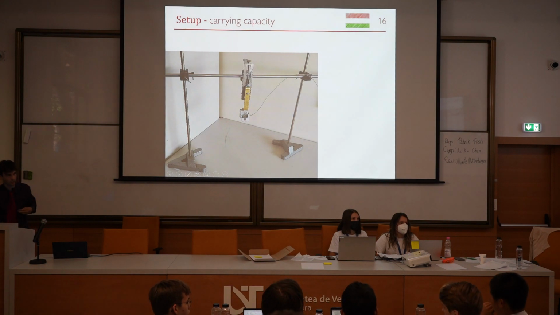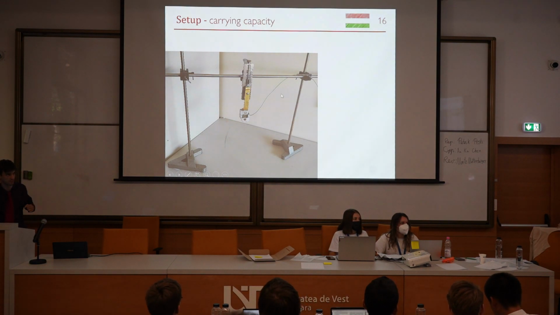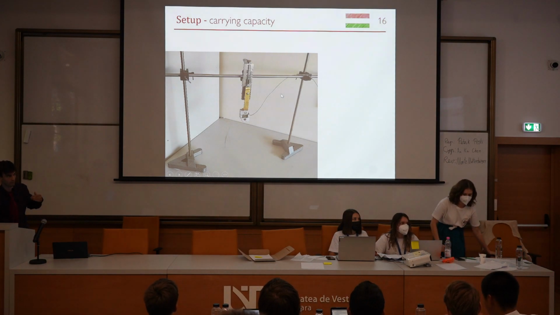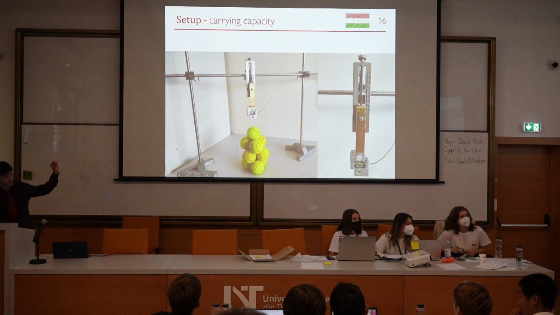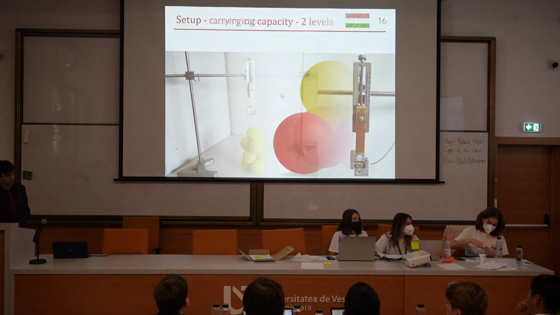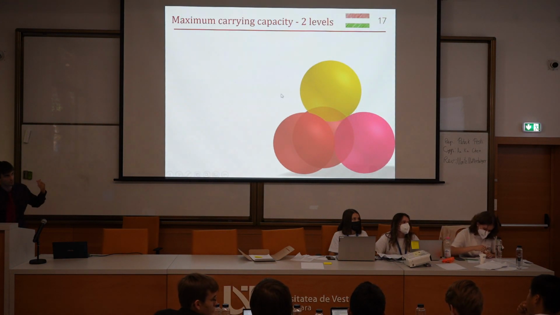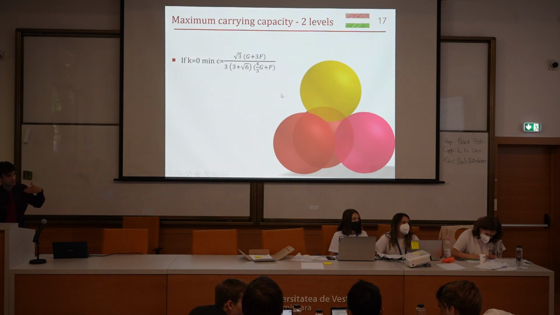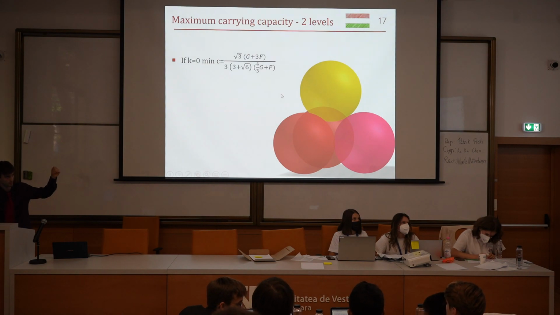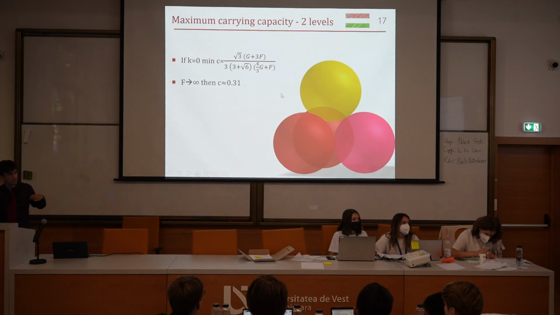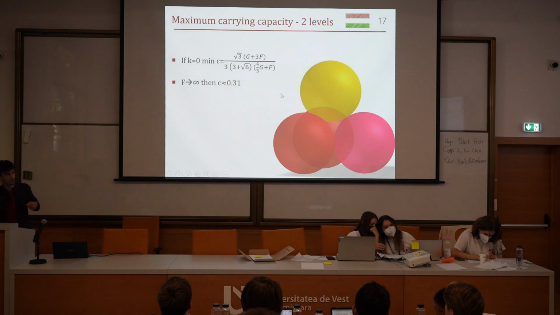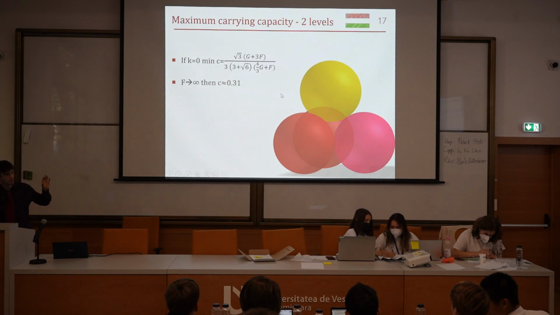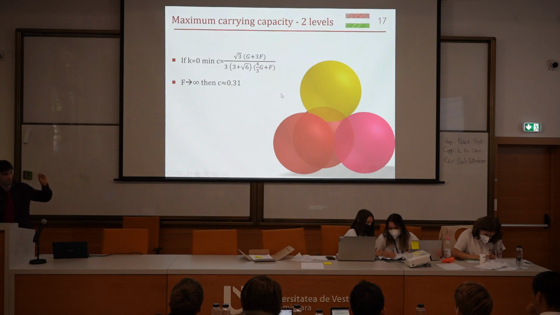Now, let's look at our setup for other stability measurements. First, we looked at the carrying capacity of such towers. We used our previously mentioned device and pushed the tower from the top. What we see here is the maximum carrying capacity for the two-level towers. This can be done, we calculated analytically. We get this equation, and what we see is as the force from the top approaches infinity, the necessary frictional coefficient at the bottom approaches this 0.31 value. This is between the walls and the ground.